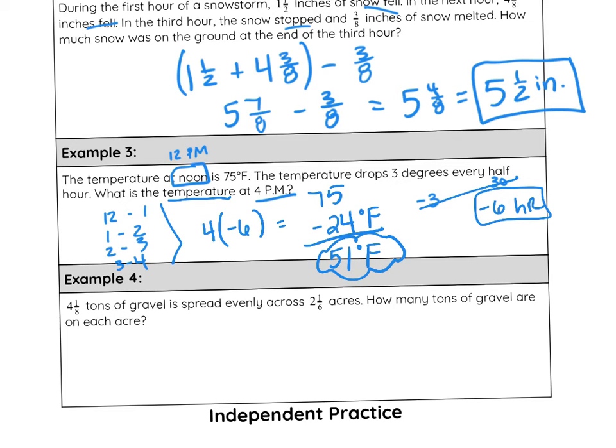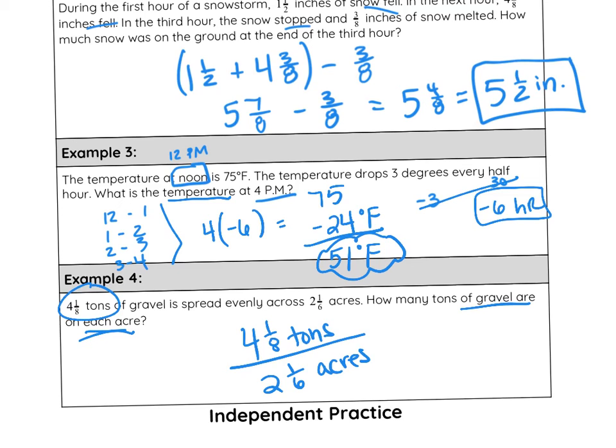All right, last one. Example 4. 4 1/8 tons of gravel is spread evenly across 2 1/6 acres. How many tons of gravel are on each acre? So this is another unit rate question. Well, the other one was in the warm-up. But tons on each acre. So 4 1/8 tons comes first, spread evenly across 2 1/6 acres. Divide 4 1/8 by 2 1/6. And you get a nice nasty decimal of 1 47/52 tons of gravel per acre.